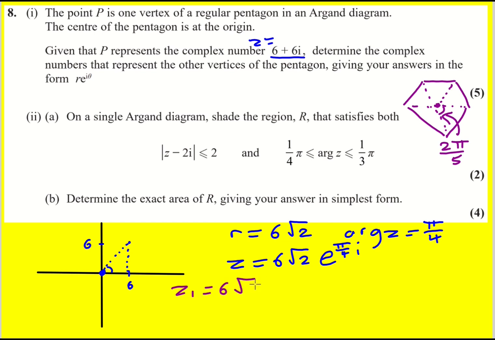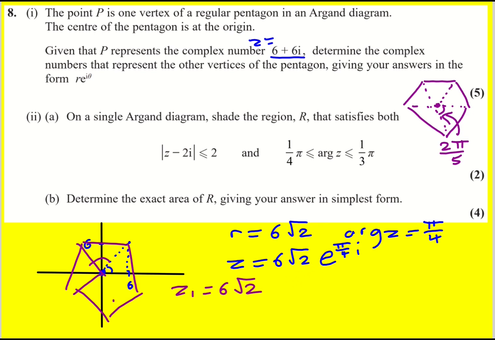It's going to have the same modulus, but I just need to go another 2 pi over 5 radians to get my next point. And then again, and then again. And we're going to somehow construct this regular pentagon. So all we've got to do is add 2 pi over 5 onto pi over 4, and we'll get there.